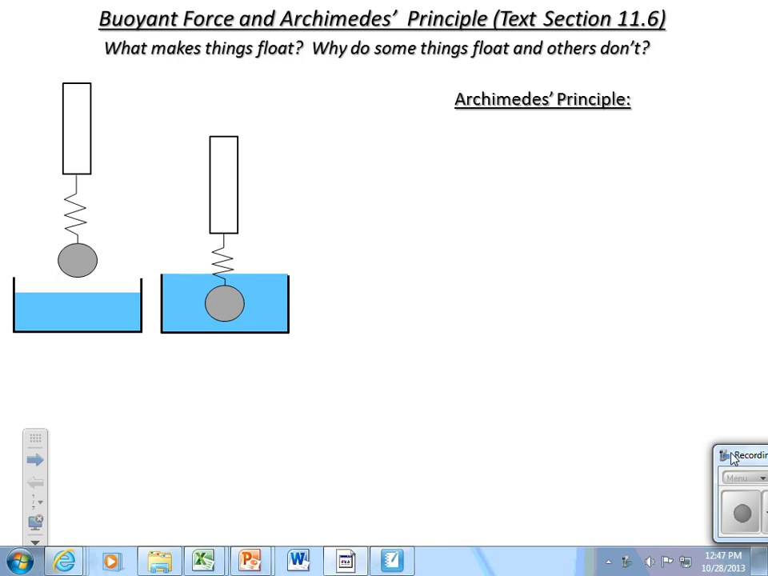This is about buoyant force and what's called Archimedes' principle. In our text, that's where you can find it. We're talking about what makes things float, why some things float and why some things don't.